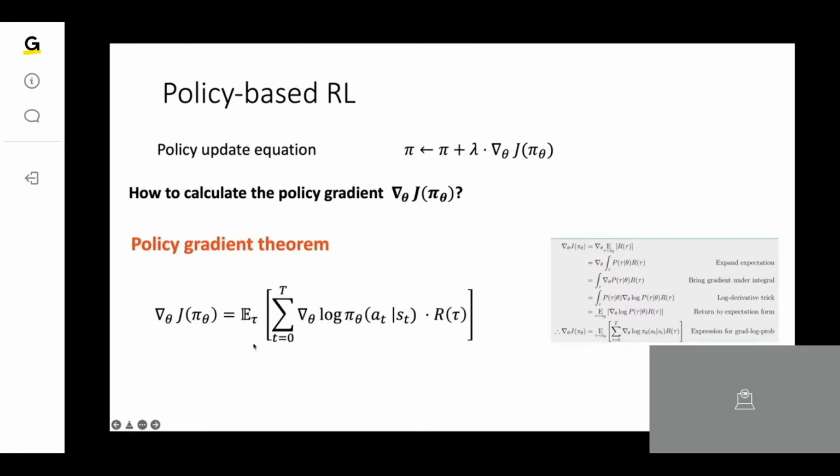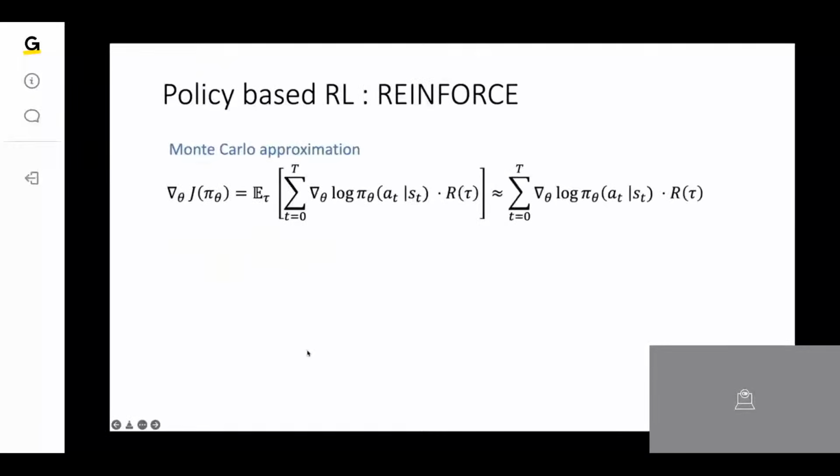Now, how does it help? It helps when we use a Monte Carlo approximation on top of the expectation. So we have an expectation with this quantity inside. Instead of computing the expectation, we draw a sample from it. Okay?